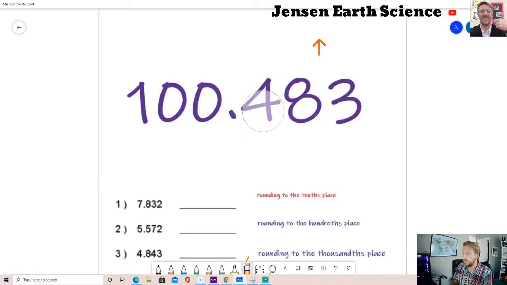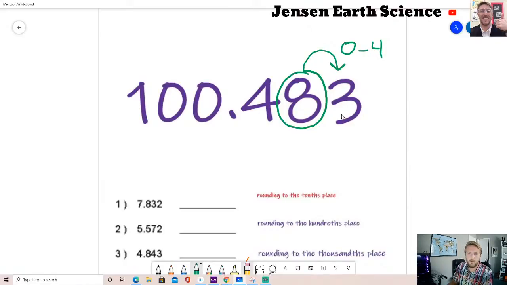Let me do a different example. Say I'm rounding to the nearest hundredth. My 8 is in the hundredth place. If I look to its right, I see a 3. 3 has the same rules as every number from 0 to 4. If the number to the right of the number you're focusing on is 0 through 4, you don't do anything. You keep it the same. So in this case, 100.483 becomes 100.48. Because it's a 3 and it's lower than 5, I keep the number the same.